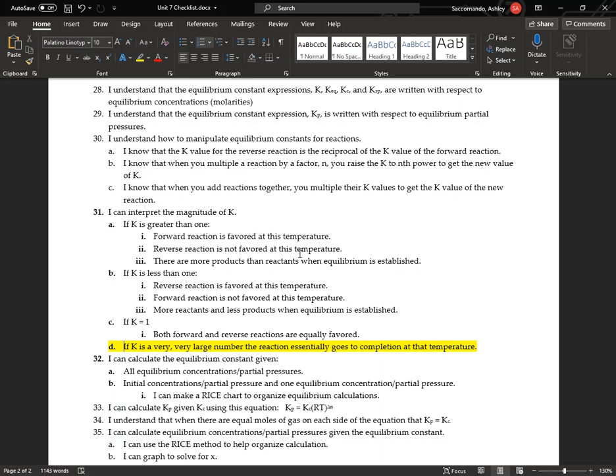When you have a very, very large K, it essentially goes to completion. So it's not an equilibrium system. So you do the math like regular stoich. You don't set up a RICE table. They're telling you K is super large, so you just treat it like completion and do regular stoichiometry. Sometimes that gets thrown in as a trick. I guess it could be for either.